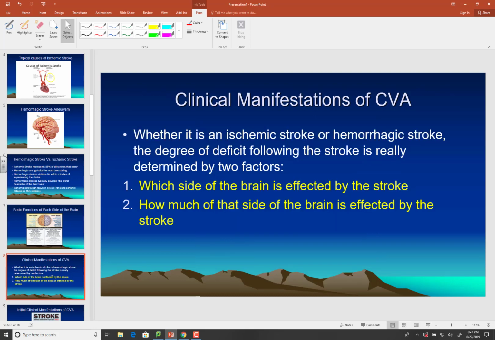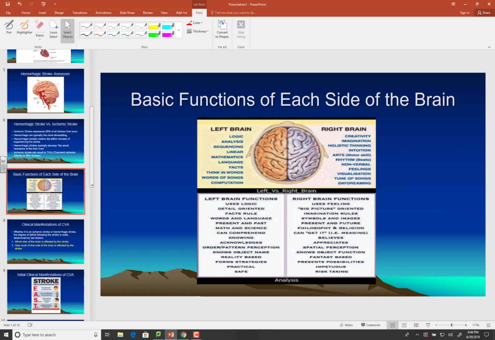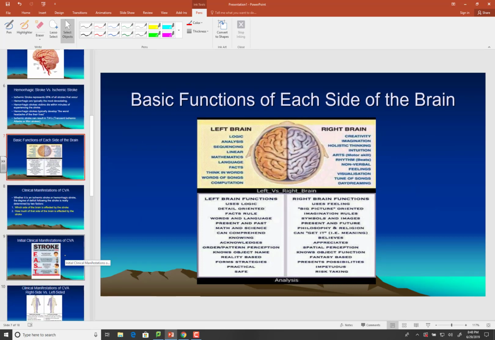All right? And then whether it's an ischemic or hemorrhagic stroke, it doesn't matter. What matters is which side of the brain was affected by the stroke and how much that side of the brain has been affected. So you need to understand those things. And the other thing is if you're really going to treat a stroke, because typically, you got about 6 to 8 hours from the onset of symptoms, maybe a little longer.